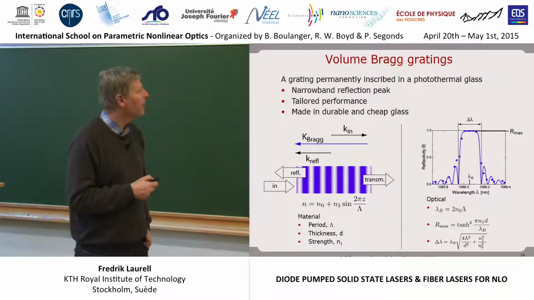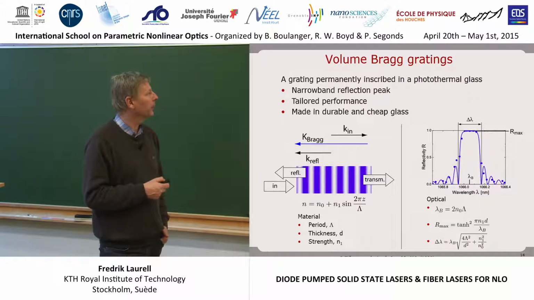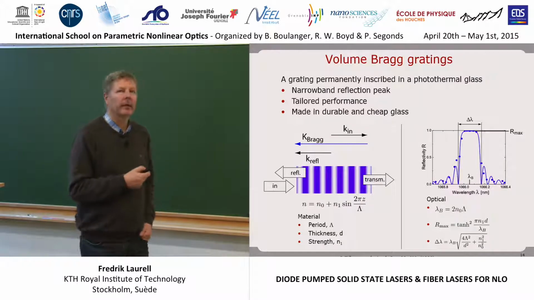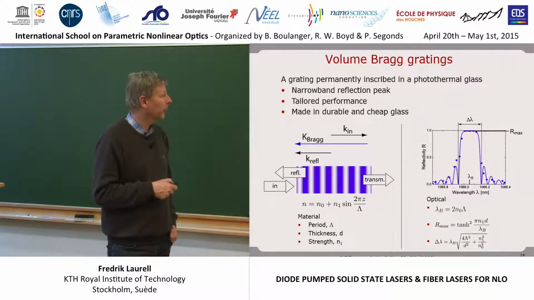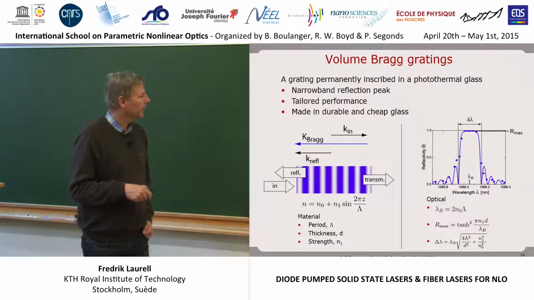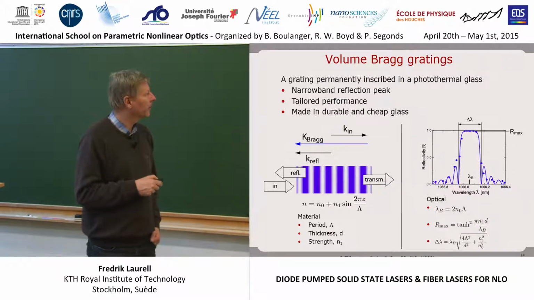Okay, and another component then was the volume Bragg grating, and I mentioned that this is written into the glass with a UV laser, and then you do a heat treatment and you get a permanent grating there, which is really robust. And you can set the spectral bandwidth and the reflectivity according to these simple interference rules.